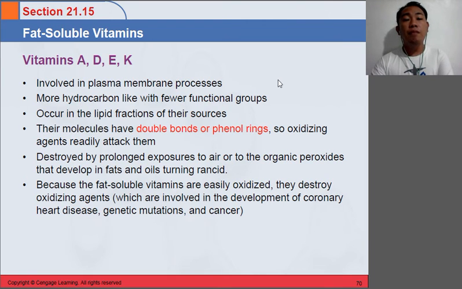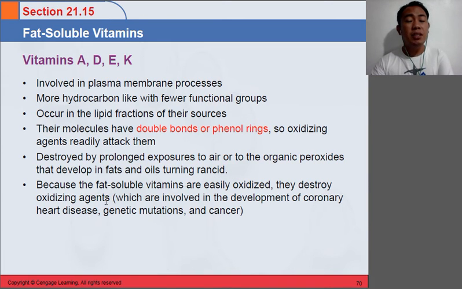On the other hand, we have the fat soluble vitamins, A, D, E, and K, that are involved in plasma membrane processes, are more hydrocarbon-like with fewer functional groups, and occur in the lipid fractions of their sources. Their molecules have double bonds or phenyl rings, so oxidizing agents really attack them and they are destroyed by prolonged exposure to air or to the organic peroxides that develop in fats and oils turning rancid. That is why if we try to smell these vitamins, usually if they are already destroyed, they turn rancid.